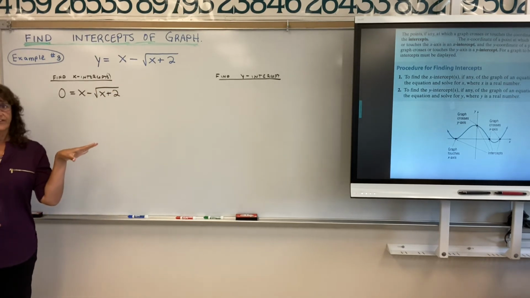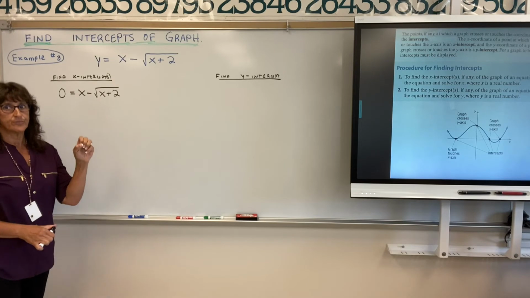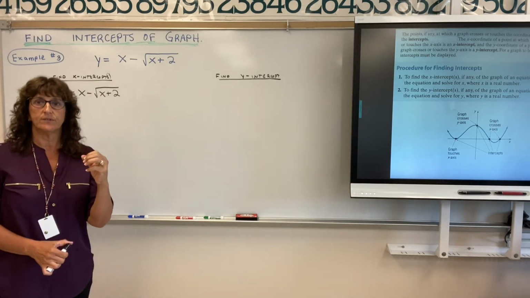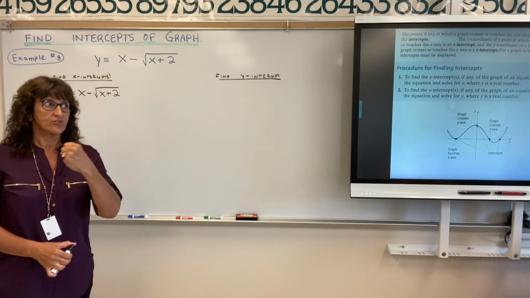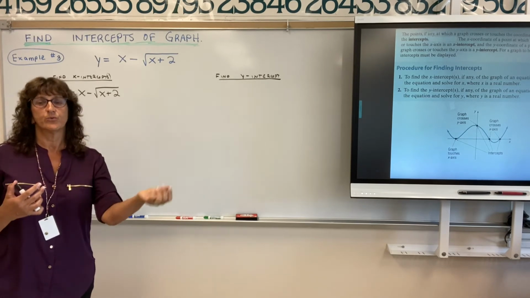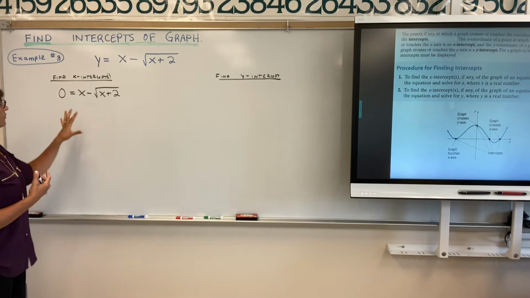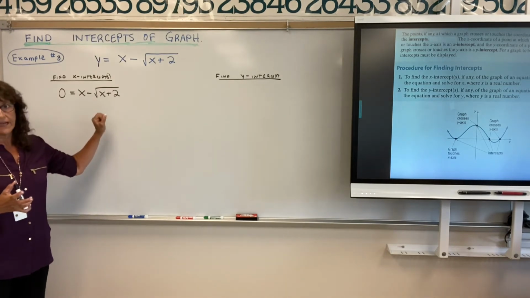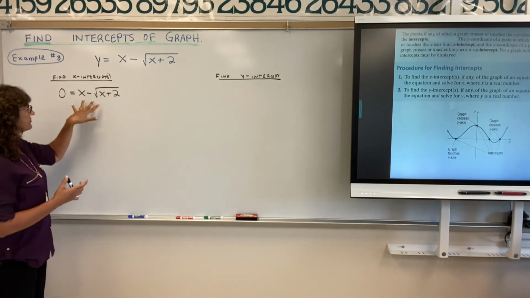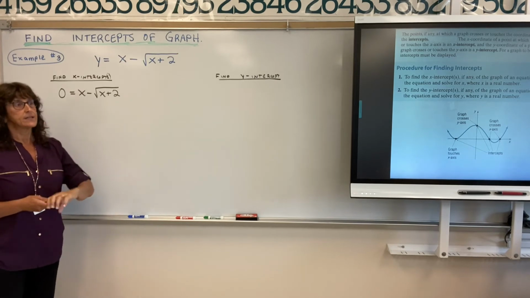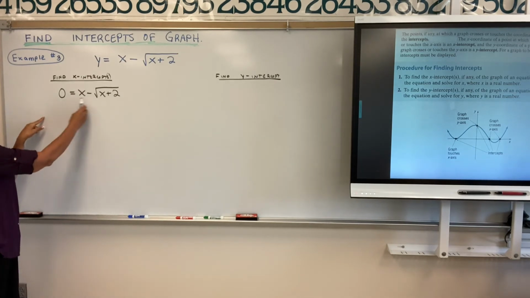How do we solve this? Okay, there's a radical expression involved, so we want to get rid of the radical. So we'll have to square to get rid of a radical, but not until we isolate the radical first, okay? So we want to isolate the radical expression first. In this case, we're going to add the radical x plus 2 to both sides.